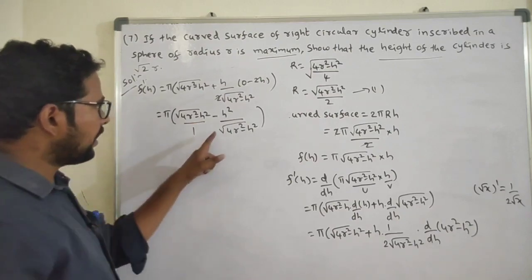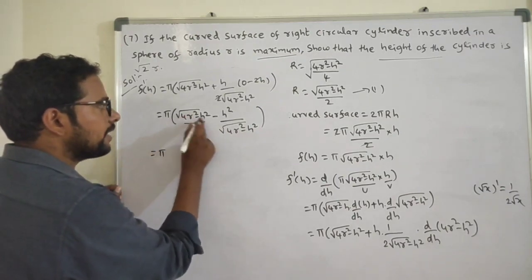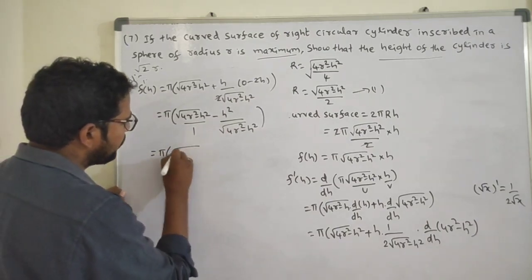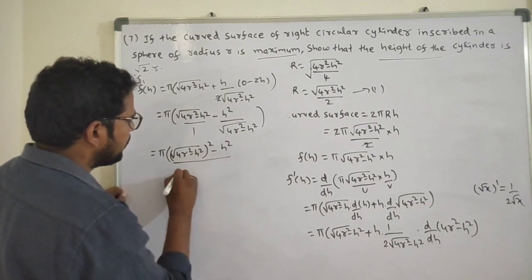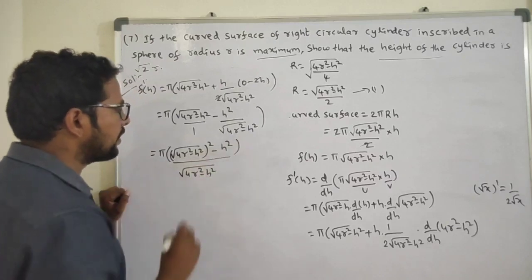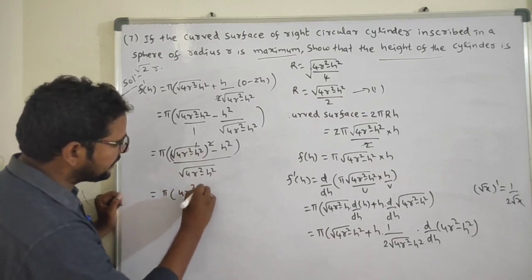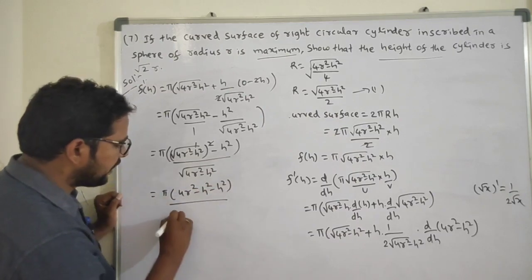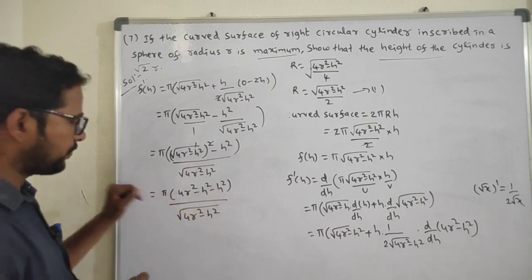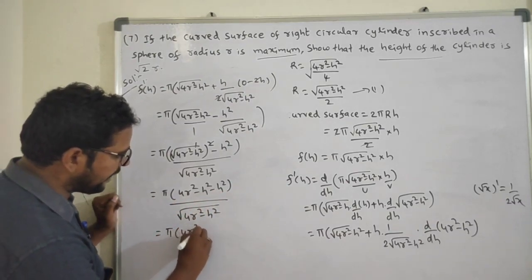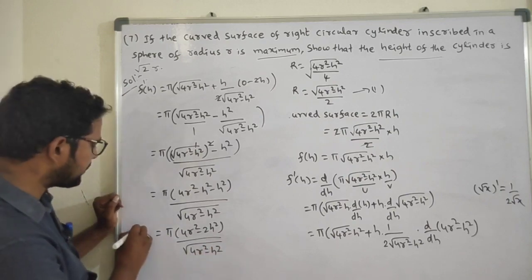Take the LCM. What is the LCM here? √(4r² − h²) is the LCM. So π into (4r² − h²) into (4r² − h²), which becomes the whole square, so (√(4r² − h²))² minus h², divided by √(4r² − h²). Here the square and root get cancelled. What is remaining? π into 4r² − h² − h², that is 2h², so π into (4r² − 2h²) by √(4r² − h²). This is f'(h).